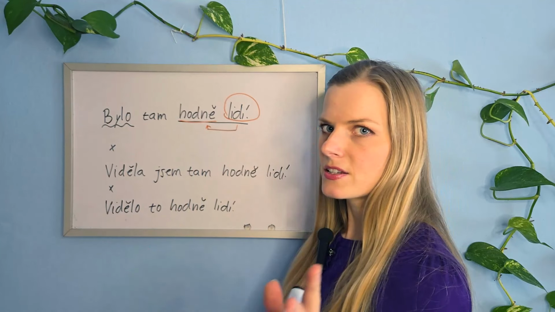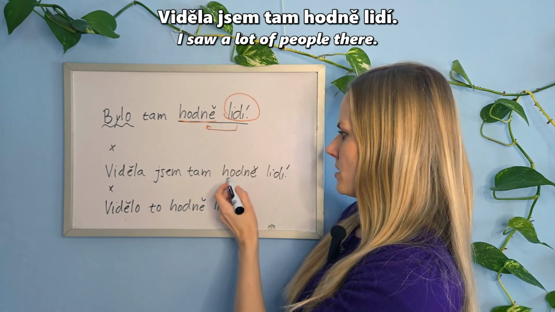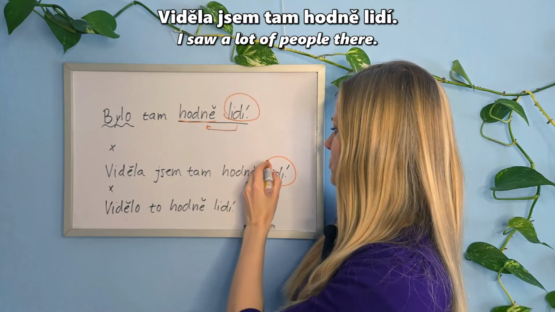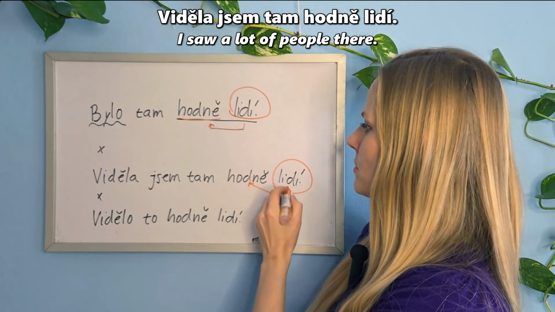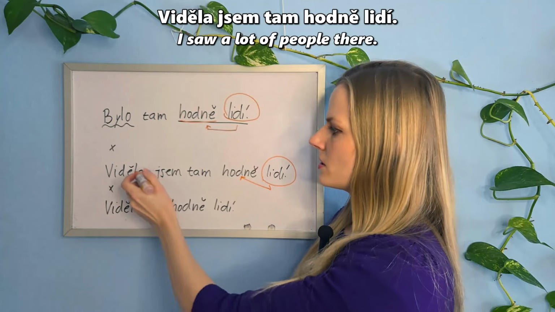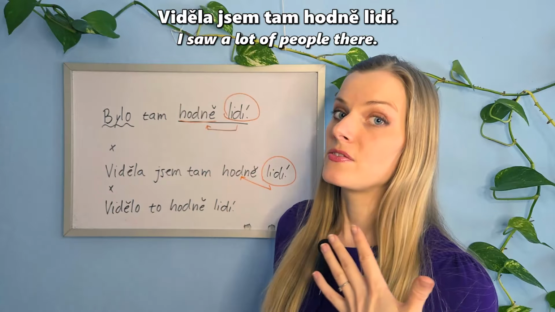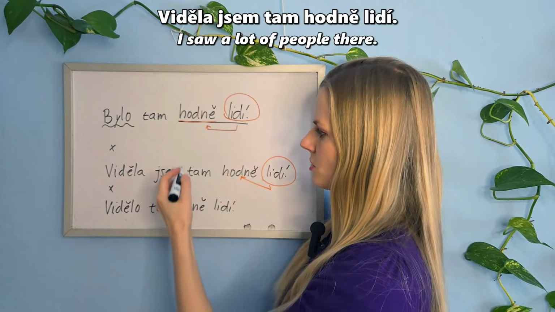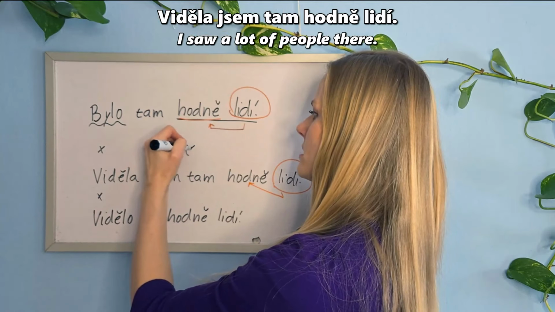Now let's see a different sentence. Viděla jsem tam hodně lidí. We also have hodně lidí here, right? Lidí is the genitive plural because of the keyword hodně. A lot of people. However, what is the subject in this sentence? I saw a lot of people there. Viděla jsem tam hodně lidí. Here the subject is actually not expressed, but it's referring to the verb, and it's já.